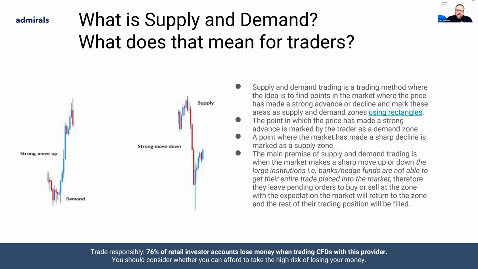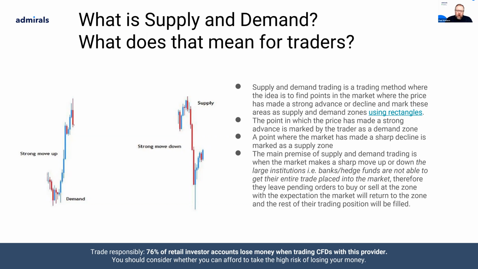So as the slide says, supply and demand trading is a trading method where the idea is to find points in the market where the price has made a strong advance or a strong decline, and mark these areas as supply and demand zones using rectangles or zones. We'll have a little look on the live charts. The point in which the price has made a strong advance is marked by the trader as a demand zone, and a point where the market has made a sharp decline is marked as a supply zone.